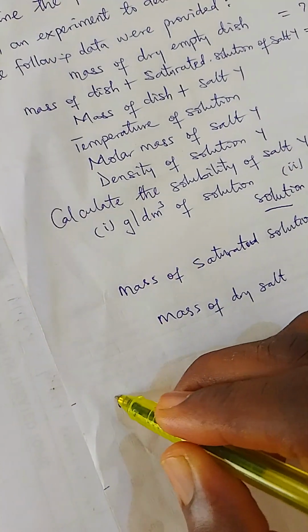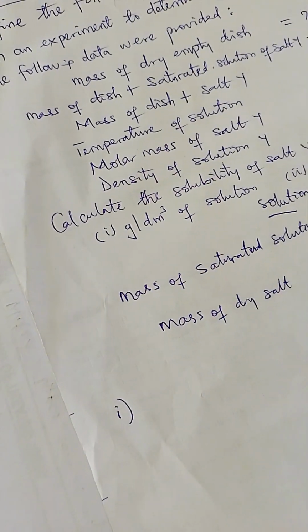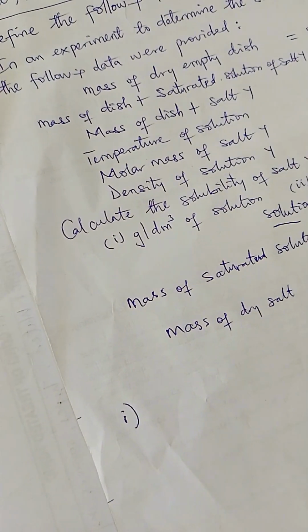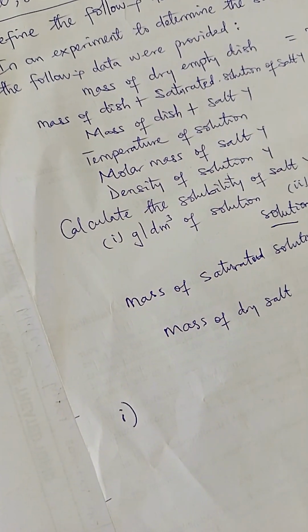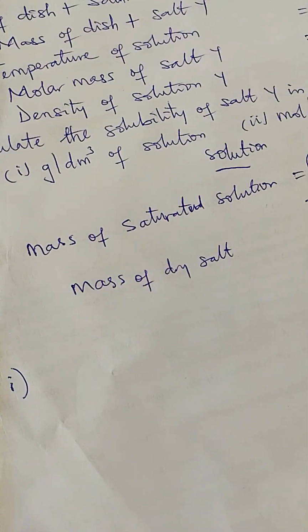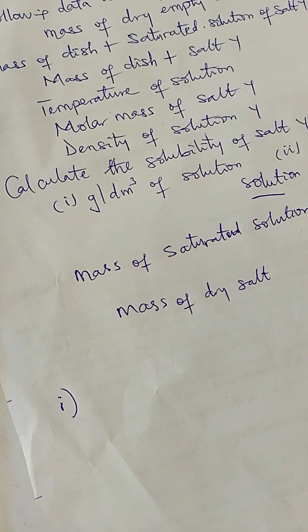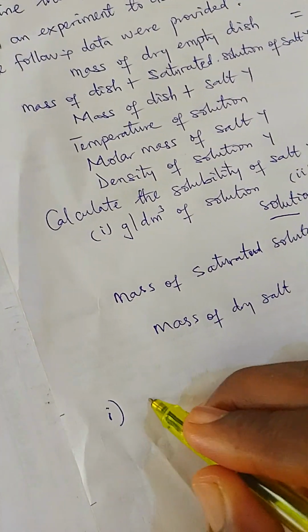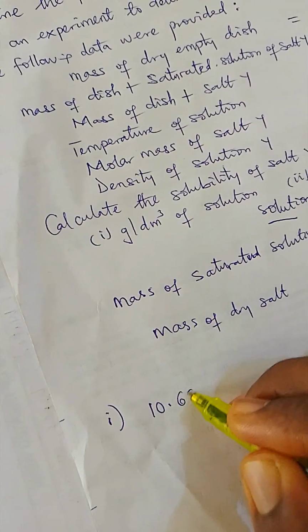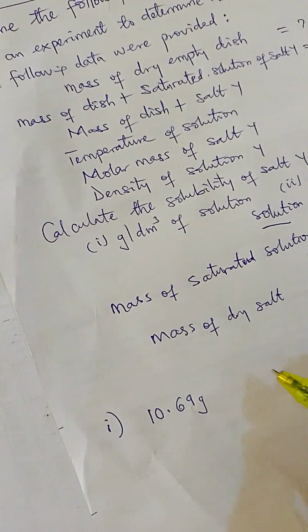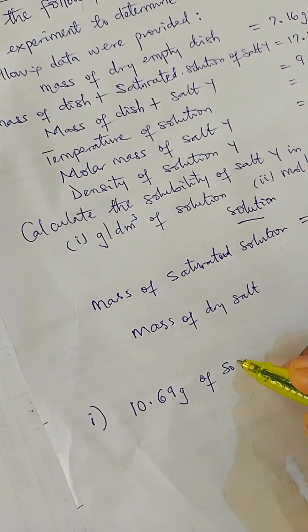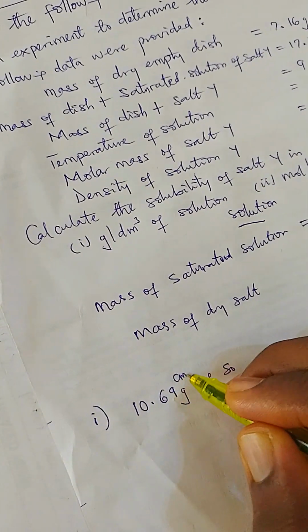Very simple. You will use the idea we obtained in stoichiometry to solve it with this information. So that means the mass of saturated solution, this is the quantity of solvent that dissolves the salts. So I will say 10.69 grams of solution. You can put it in cm cube, it doesn't matter.